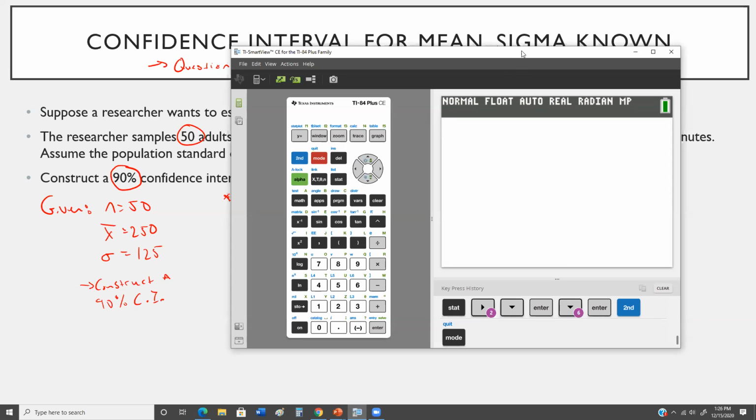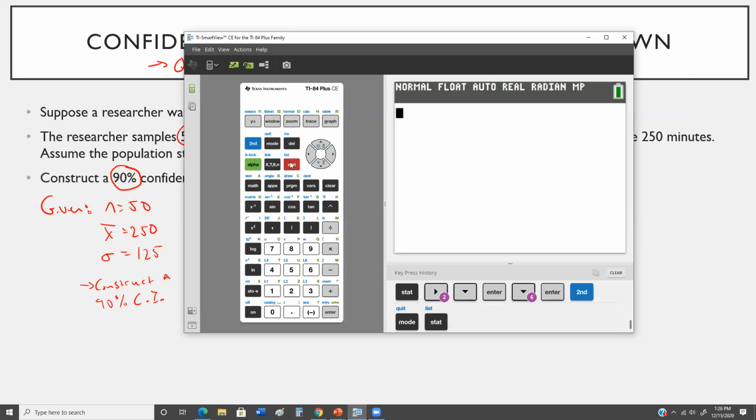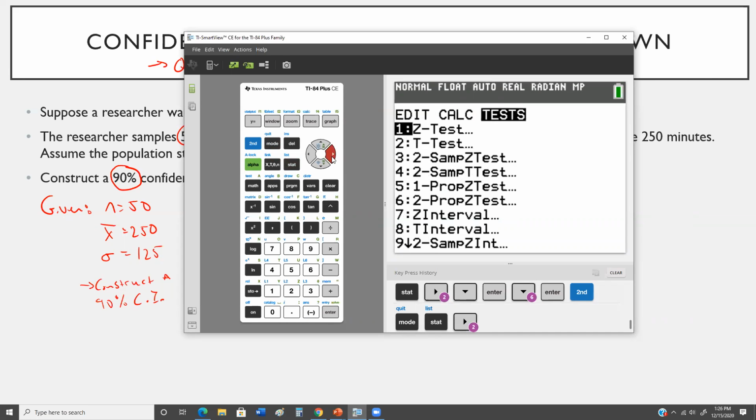So I'm going to press the stat button. I'm going to scroll over to tests, okay? And does anybody know what option I want for this type of problem? Okay, Pamela has it right there. Yep. So for this type of problem, we want option number 7. So the Z interval. Okay, so I'm going to go back.